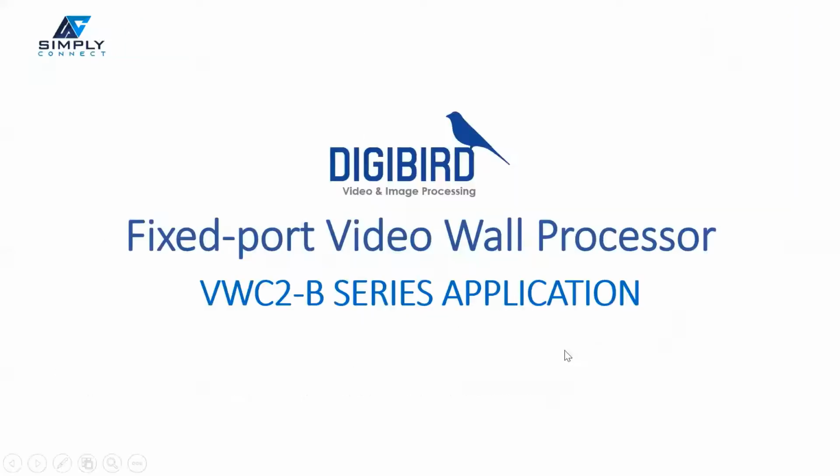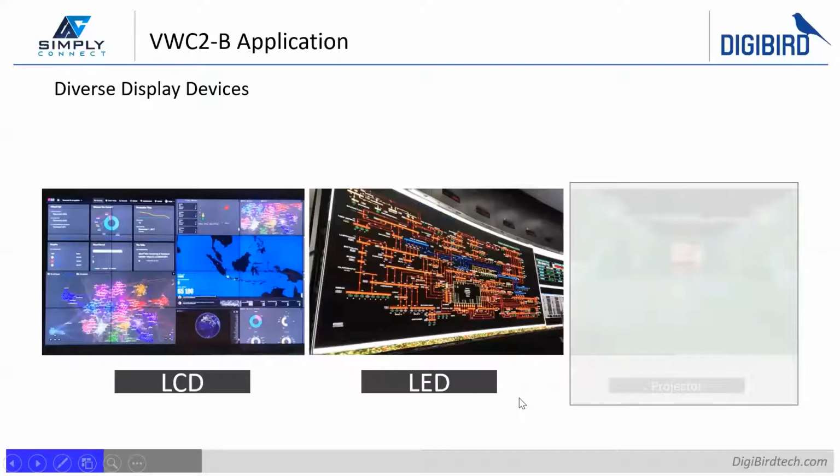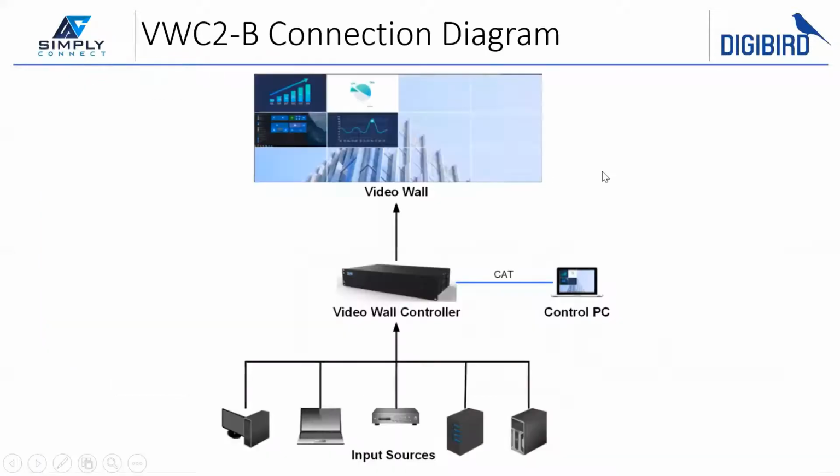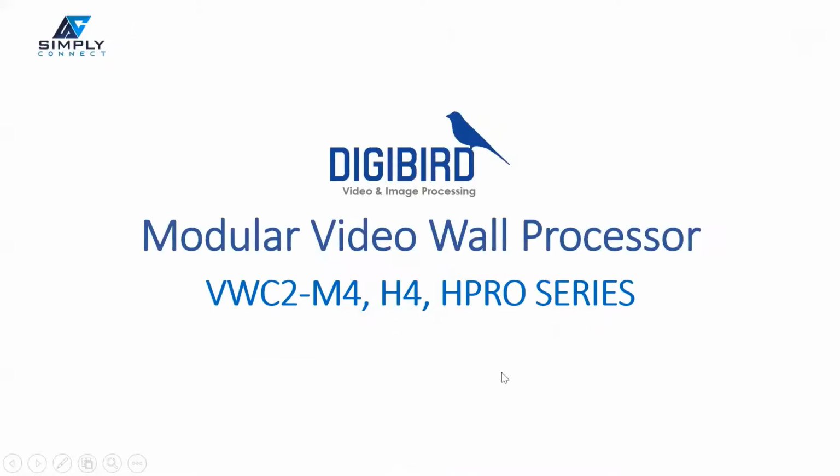Then we zoom in to the Dash B series, which is a fixed port video processor. The fixed port type can apply to LCD video wall and also LED video wall. This is a connection diagram: a simple controller connected to the video wall, and you have multiple sources. If you're using a PC, you need to install software to control the video wall.